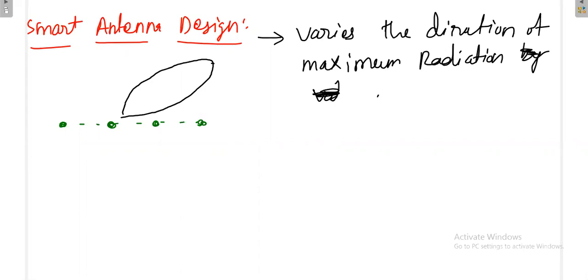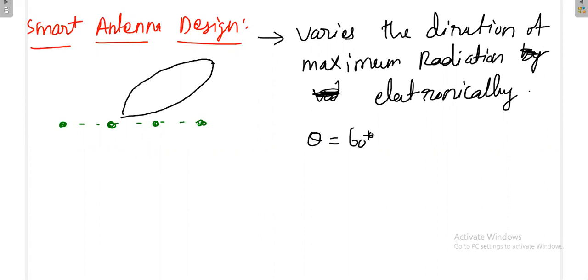Electronically varying the current and excitation phase, without making any physical adjustment. Now I assume that I need a maximum radiation at some angle, say theta is equal to 60 degree. You know, at any point of time psi is equal to beta d cos theta plus alpha. So earlier theta was 0 or pi by 2. Now theta is 60 degree.